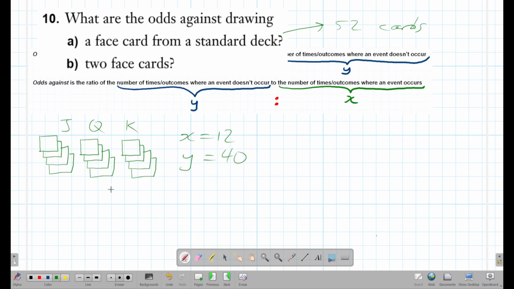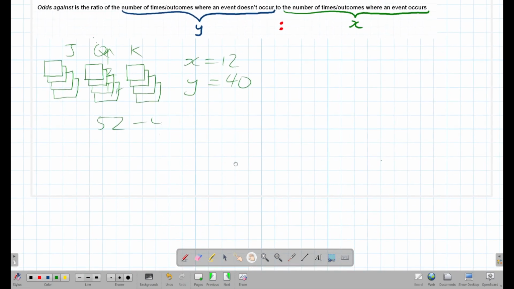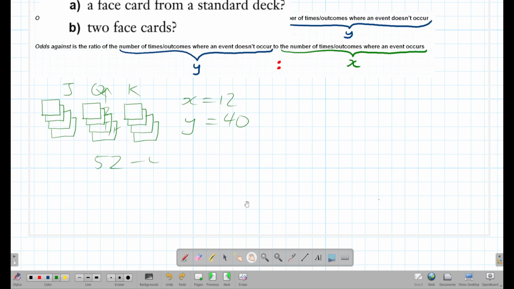That's 52 minus 12, or you can think about the cards from ace to 10, with 4 copies of each card, so it's just 4 times 10. Either way, you're going to get 40, and that's going to be your Y.